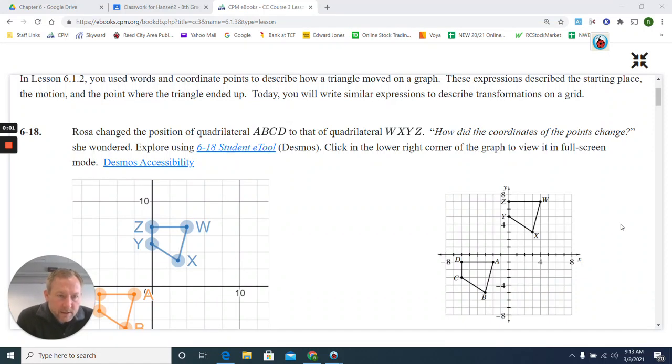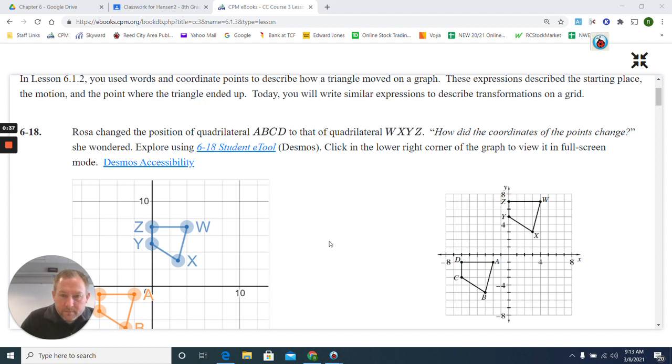Problem 6-18 is talking about rigid transformations. Again, rigid transformations are any type of movement that keeps size and shape. So Rosa changed the position of quadrilateral ABCD, right here, to the quadrilateral WXYZ, right here. So this is the movement right here. How did the coordinates of the points change, she wondered.